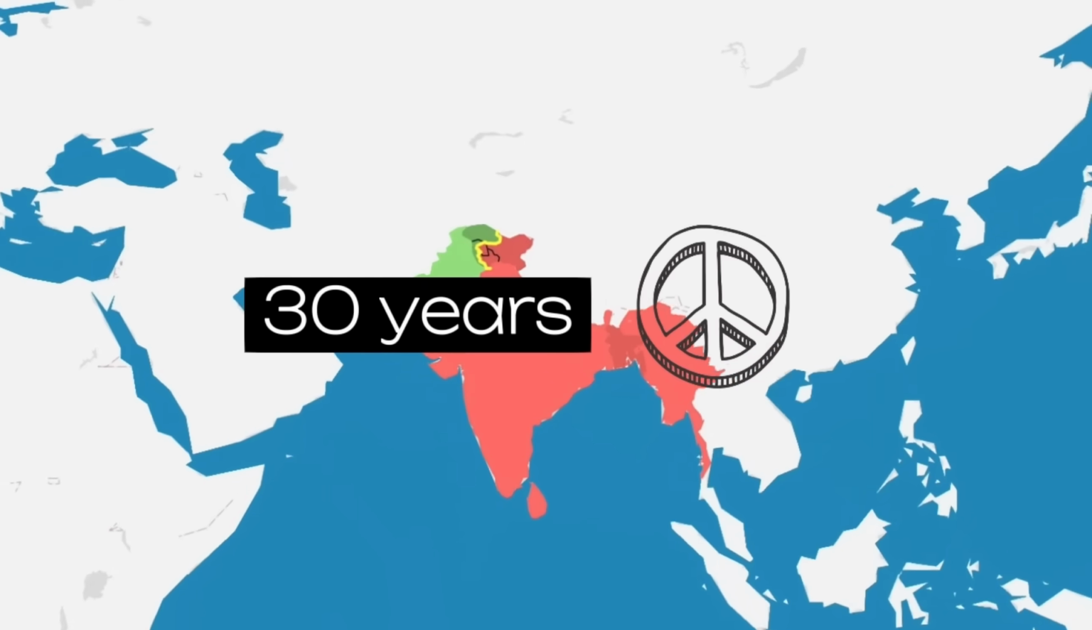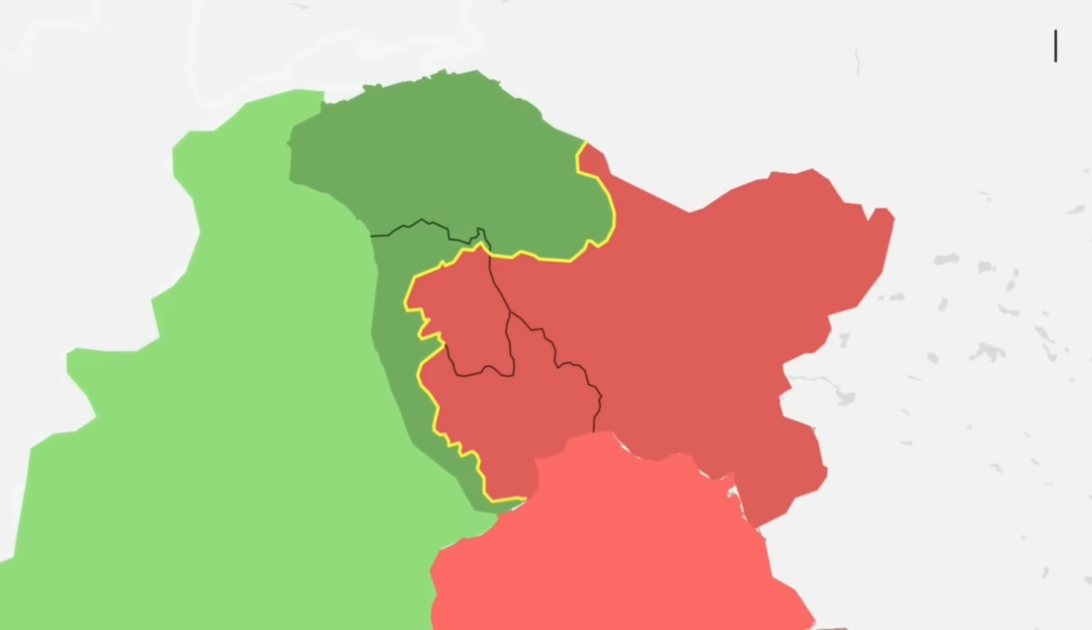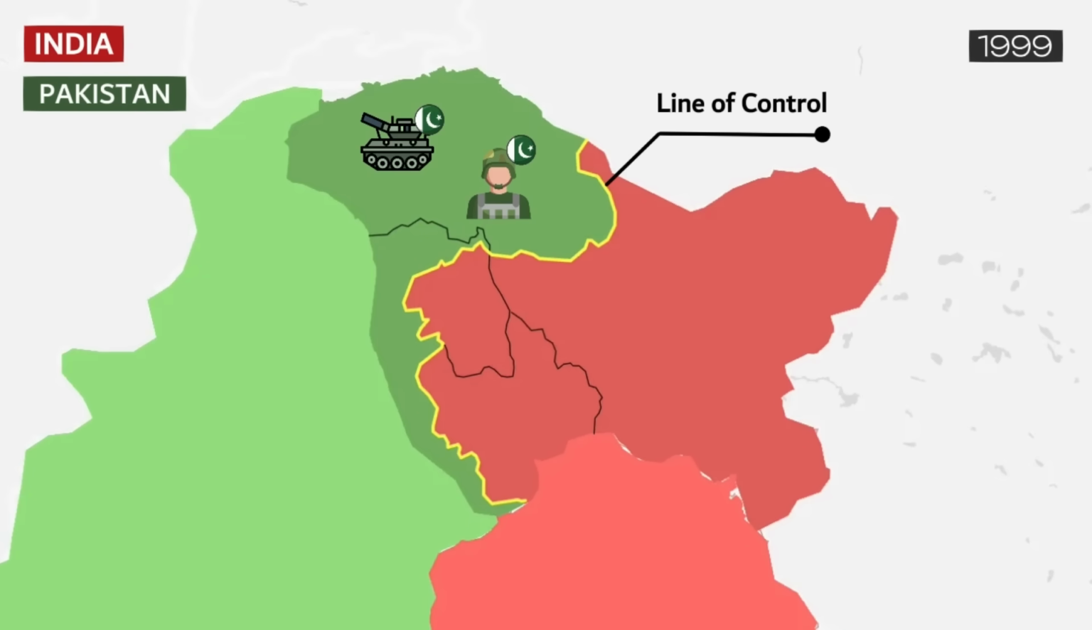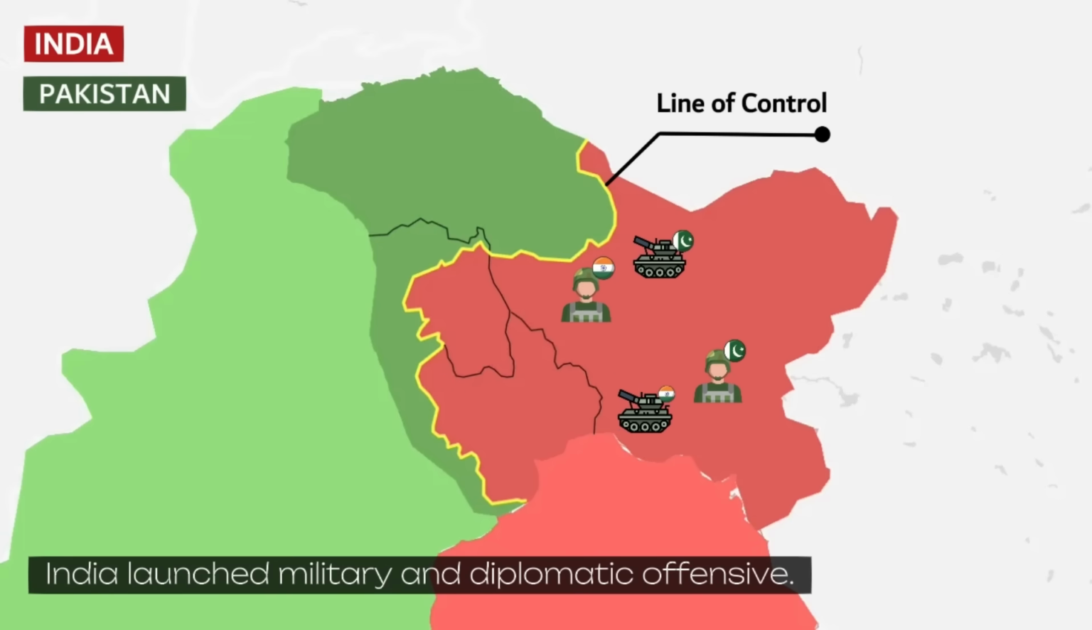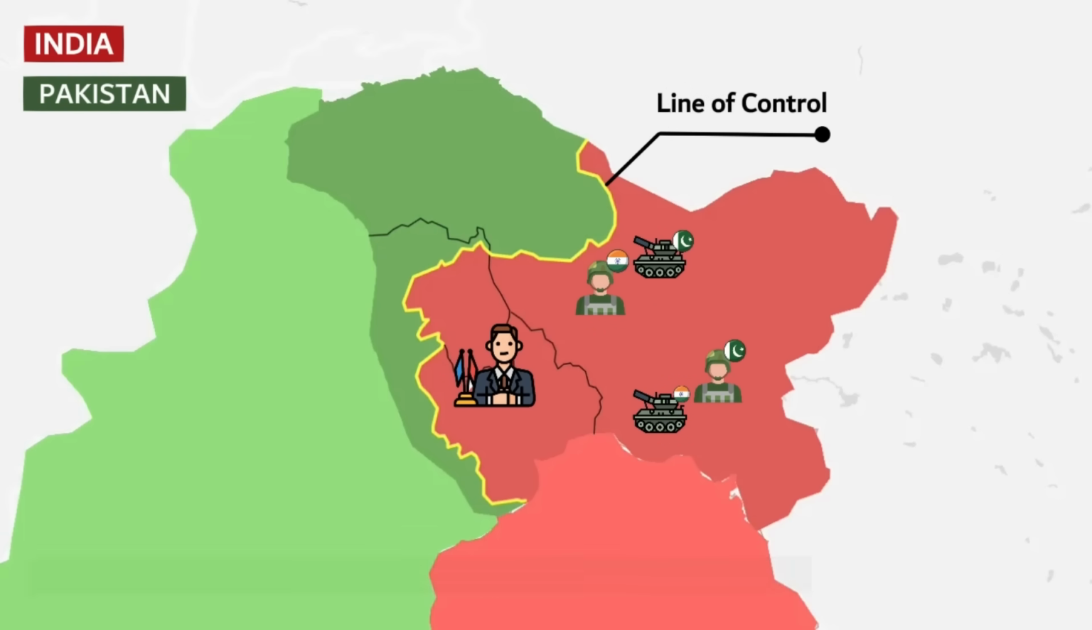After nearly 30 years of temporary peaceful relations, at the beginning of 1999, Pakistani troops infiltrated through the line of control and occupied Indian territory, mainly in the Kargil district, located west of the Ladakh region in the Jammu and Kashmir state. In response, India launched a major military and diplomatic offensive to drive out the Pakistani intruders.